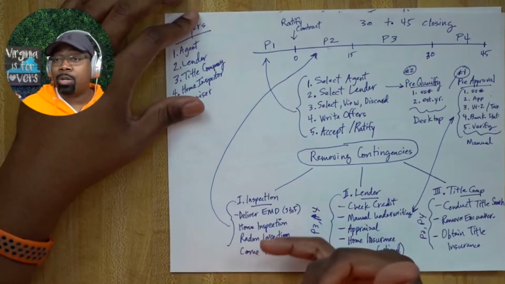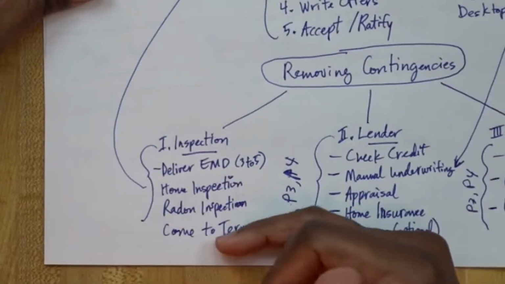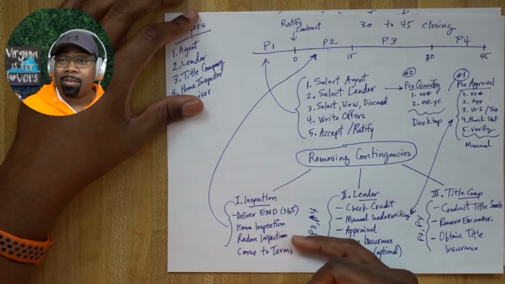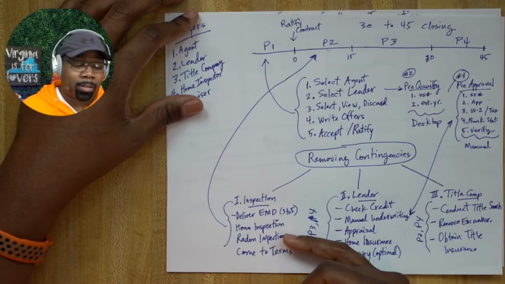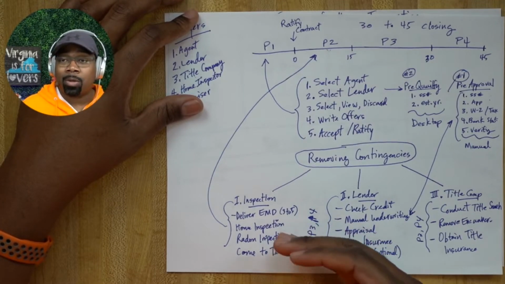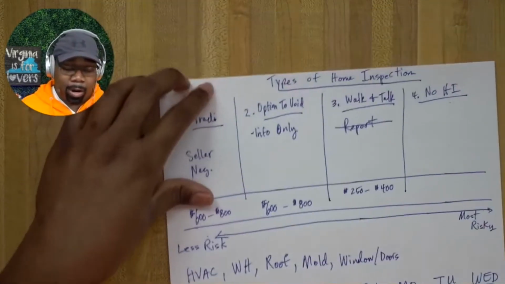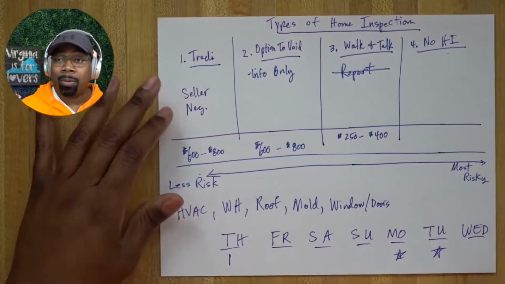So in the inspection phase, you're going to conduct your home inspection. In Virginia, we have a lot of properties that have radon. Radon is an odorless gas that is known to cause cancer. So we highly recommend that you also get a radon inspection. And there are 4 types of home inspections, right?